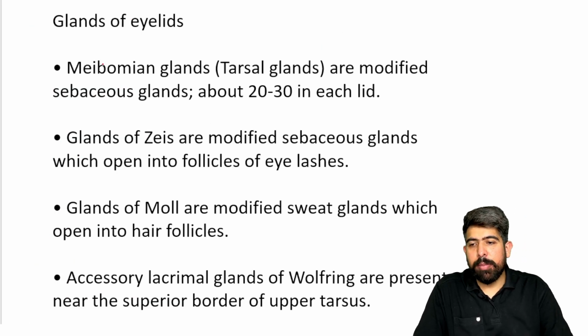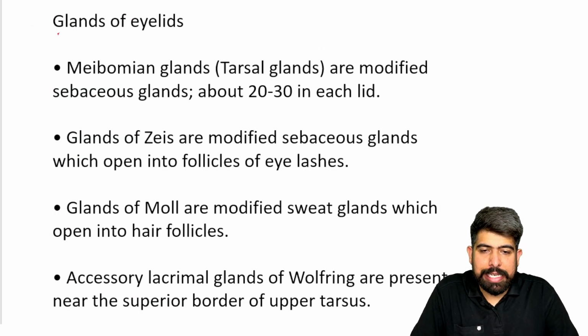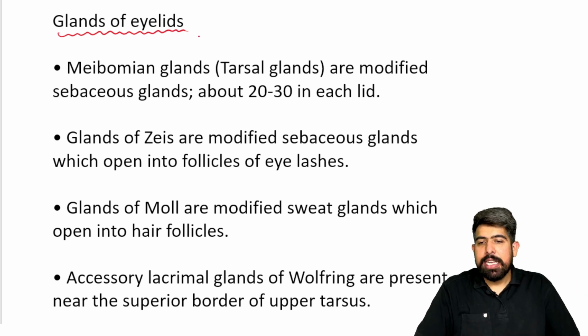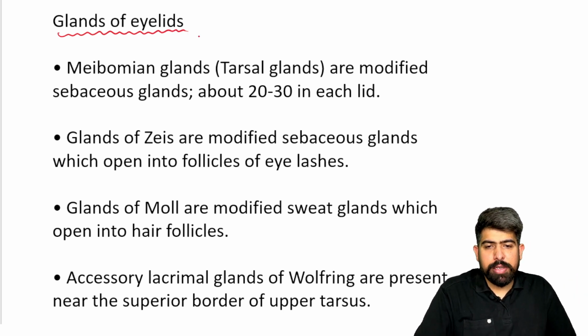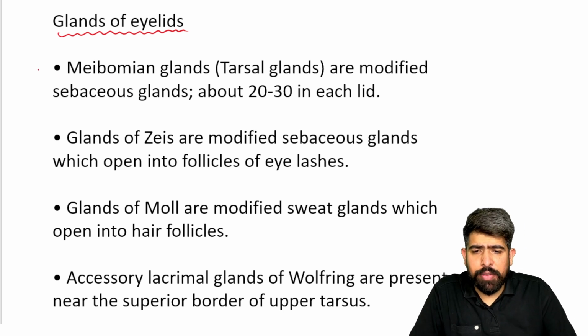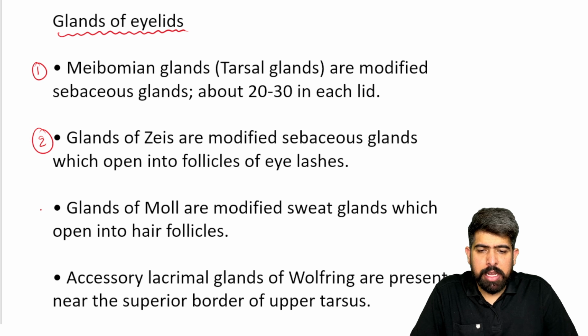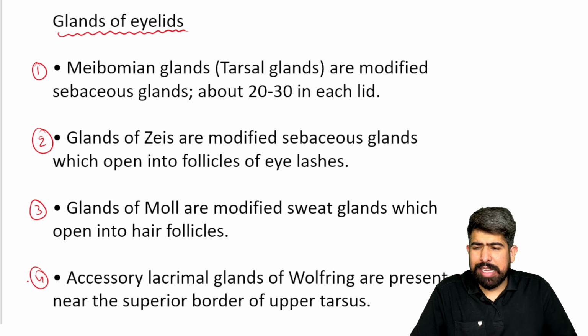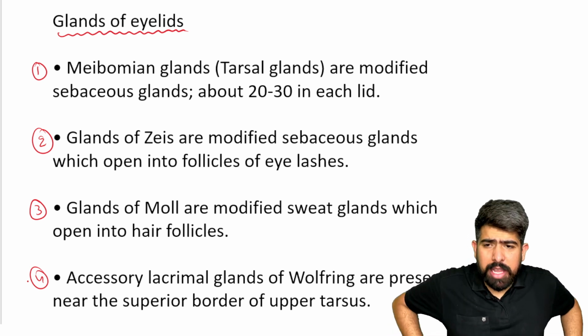Next we are moving forward to the glands of the eyelids. Now we covered the eye. Now we are moving forward to the eyelids, and in the eyelids we have to cover the glands of the eyelid. If I'm talking about the glands of the eyelid, we have four glands in the eyelid. The first is the gland of Meibomius. The second is the gland of Zeis. Third is the gland of Moll. And the fourth, we have the accessory lacrimal glands available there.